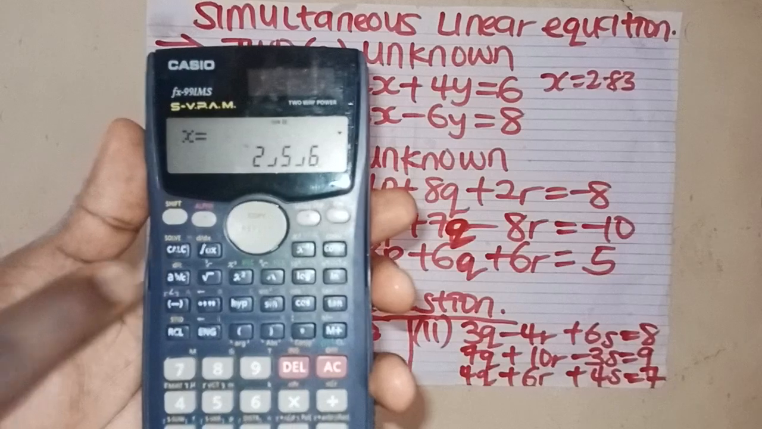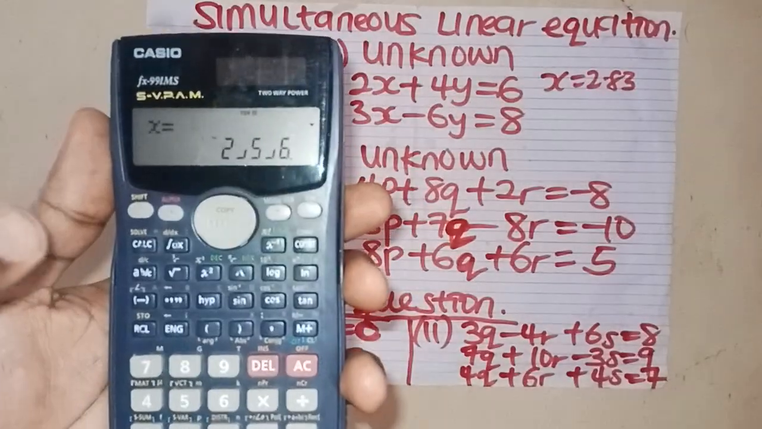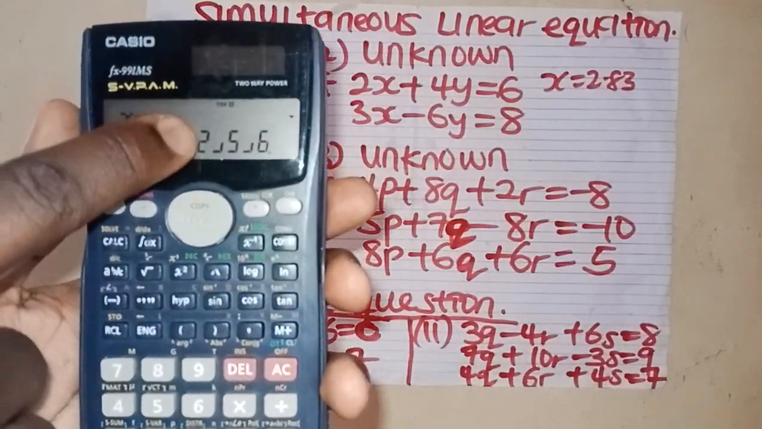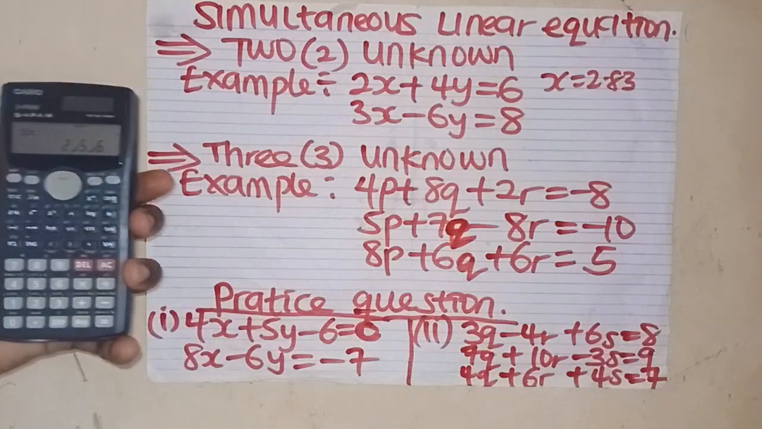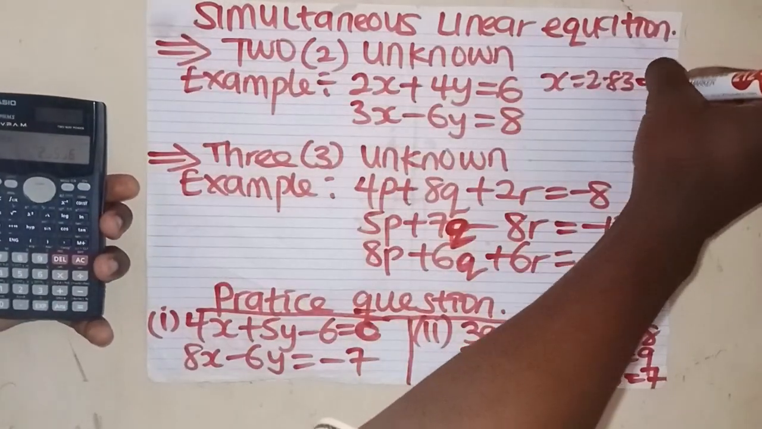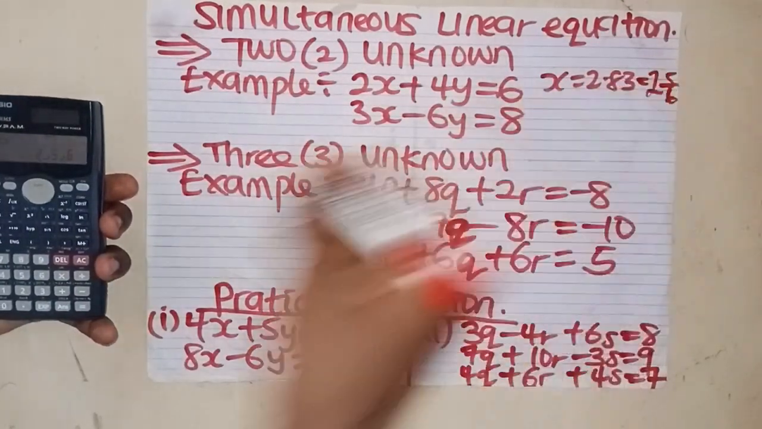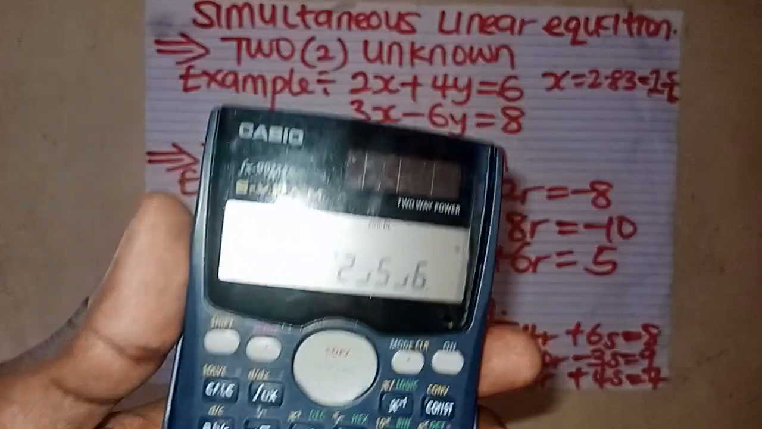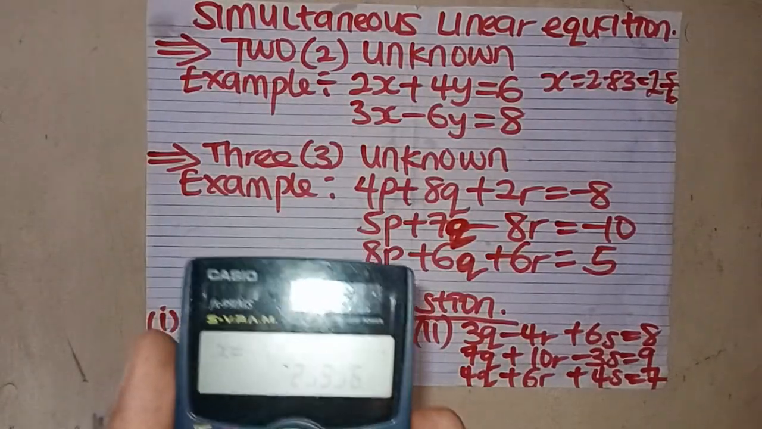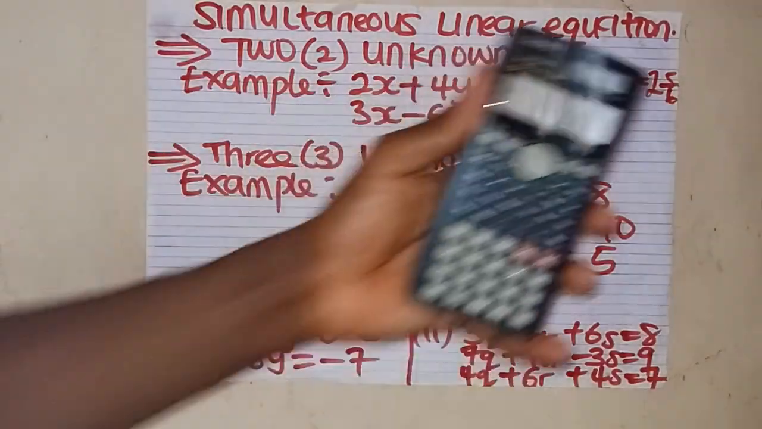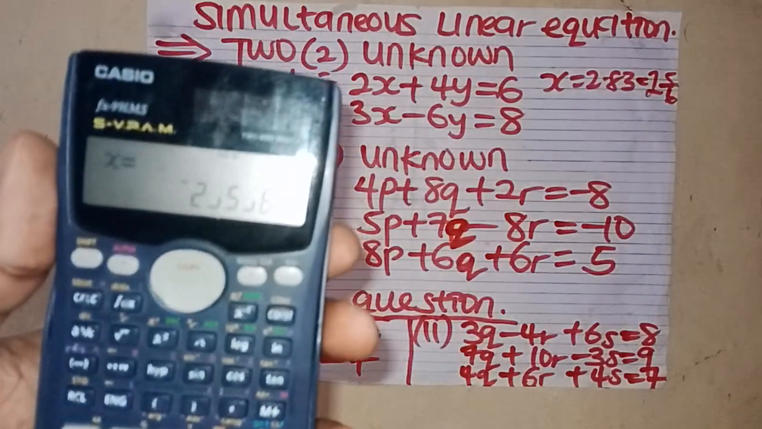Just press it once. Now once I press it, it brought what? 2 whole number 5 over 6. So let me write it here. As you can see, that is 2 whole number 5 over 6. So I'm done with that.